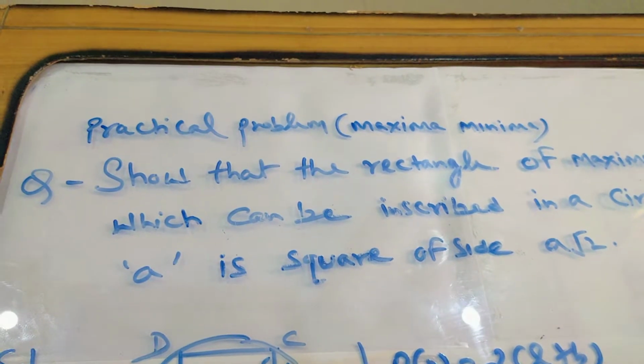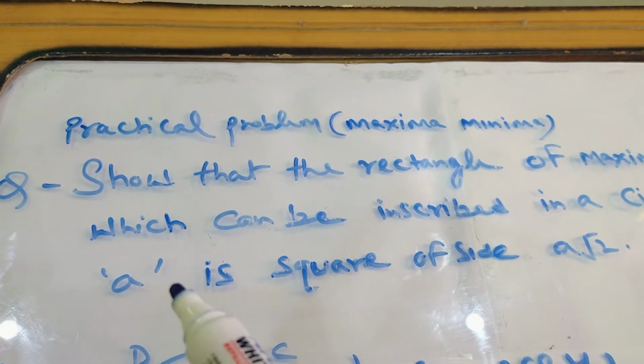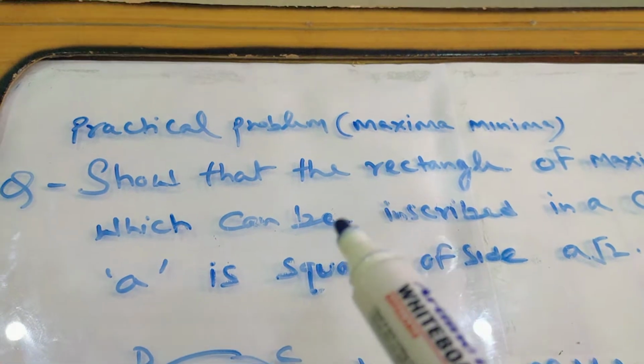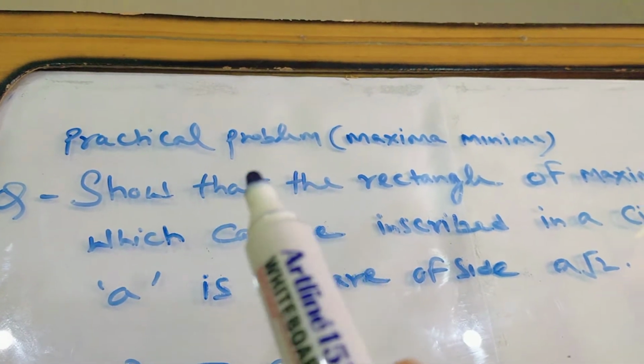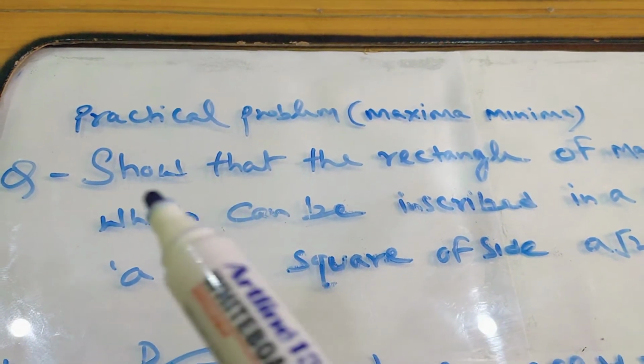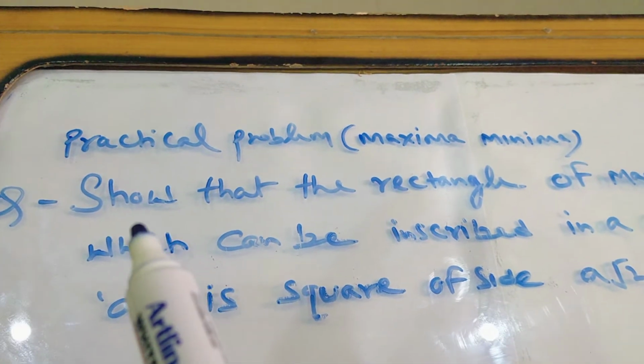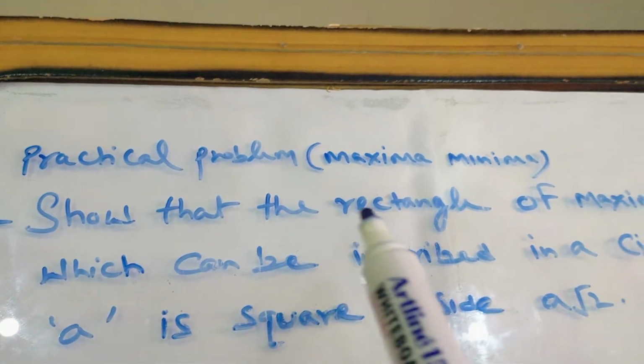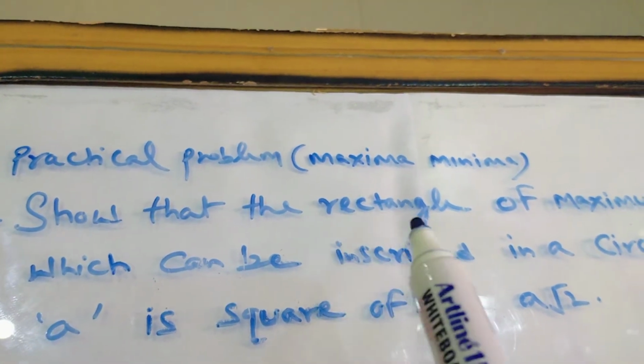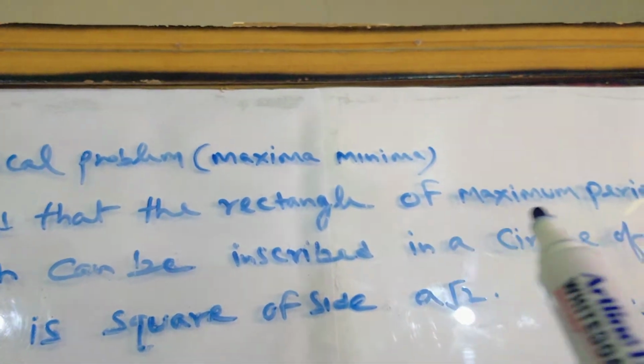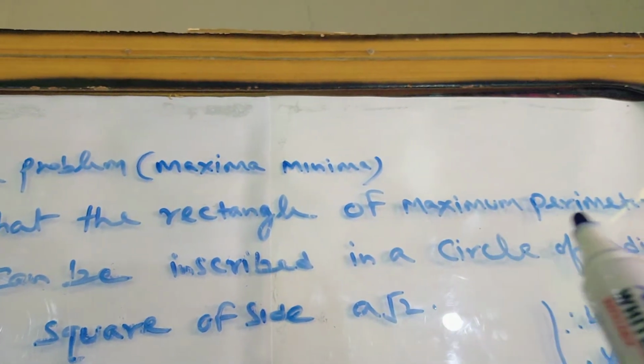Good morning, students. Today we will discuss the word problem based on maxima and minima. This is an application problem, a practical problem. In this question, it has been given that one rectangle is given, and we have to prove that its perimeter is maximum.